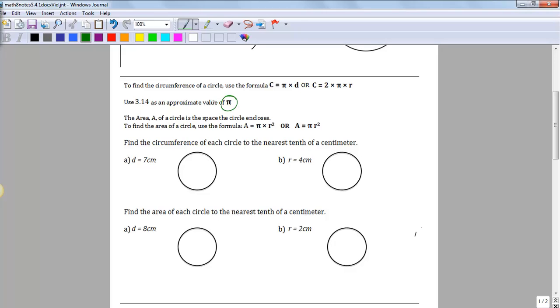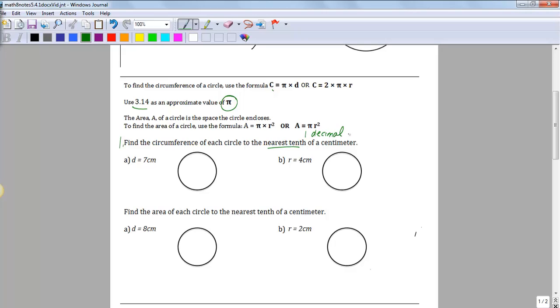Now pi is 3.14. If you've got the button on your calculator, use it. Let's practice finding circumference and area. We talked a little bit about this in class already. Area equals pi r squared, written 2 ways, and then there's our circumference. Number 1 says, find the circumference of each circle to the nearest tenth of a centimeter. Remember, that means 1 decimal.